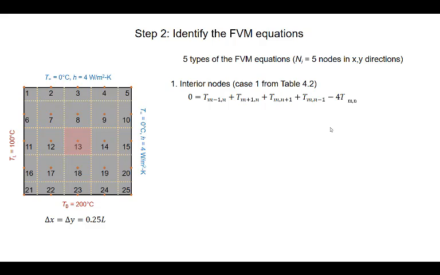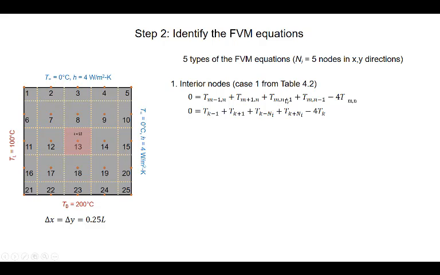From table 4.2, the governing equation is provided. We can map this to our node counting convention. Anytime there is an m-1, that means we are moving a column to the left. And that becomes, if k is the 13th node, the 12th node, it is the k-1 node. m+1 is the node to the right. In this case, if k represents the 13th node, the 14th is k+1.